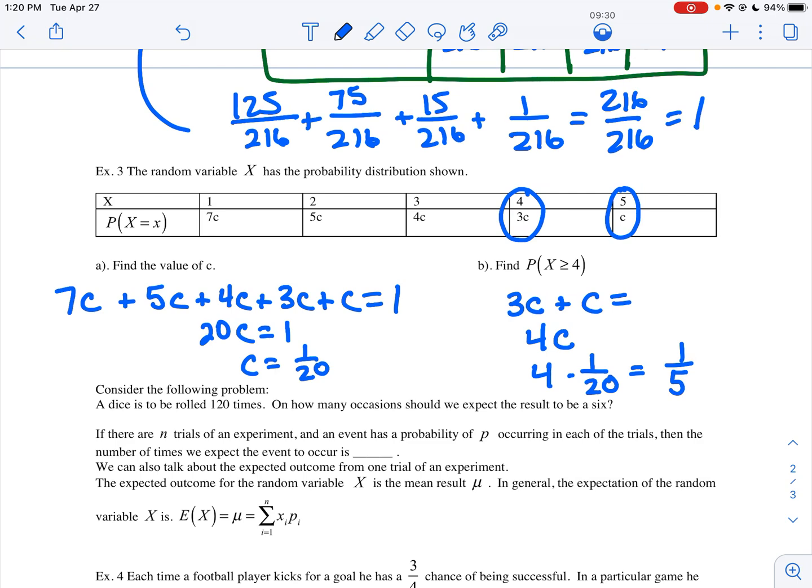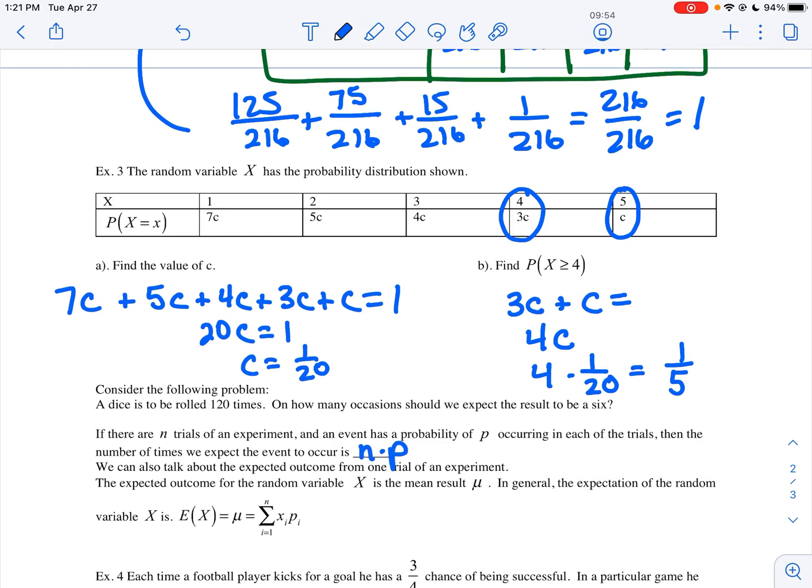Consider the following problem. A dice is to be rolled 120 times. On how many occasions should we expect the result to be a 6? Well, if there are n trials of an experiment and an event has a probability of p occurring in each of the trials, then the number of times we expect the event to occur is n times p.